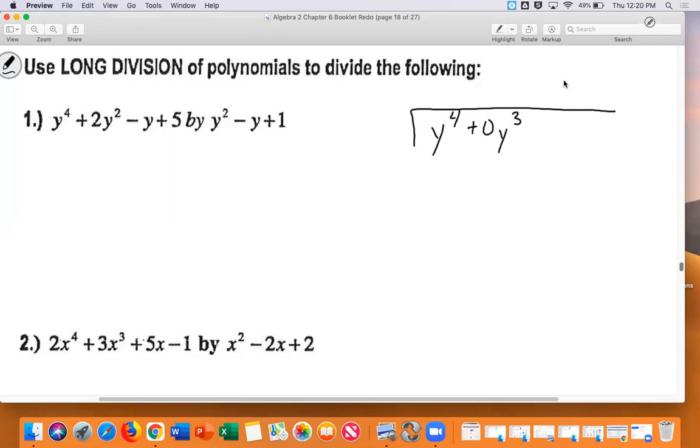Here, we have 2y squared. Then we have minus y. And then we have plus 5. Notice the degrees go 4, 3, 2, 1, 0. You can see how it decreases? All right. Now, it says divide that polynomial by y squared minus y plus 1. That goes outside. Now, this is the setup. Got it?